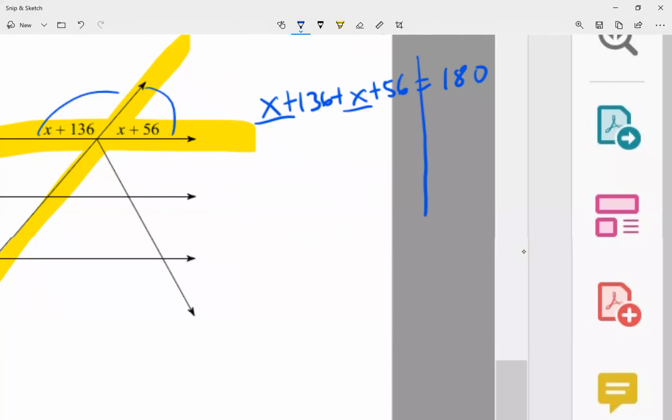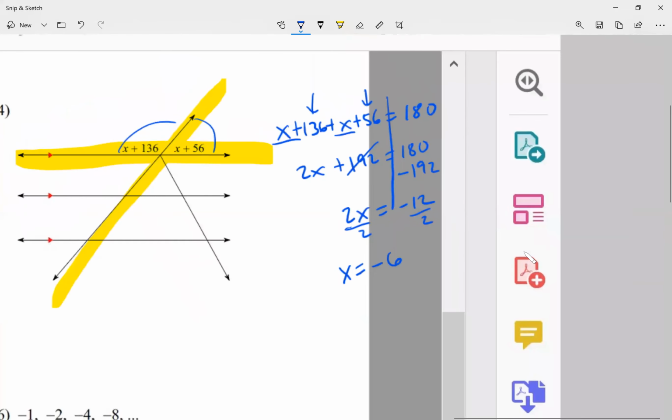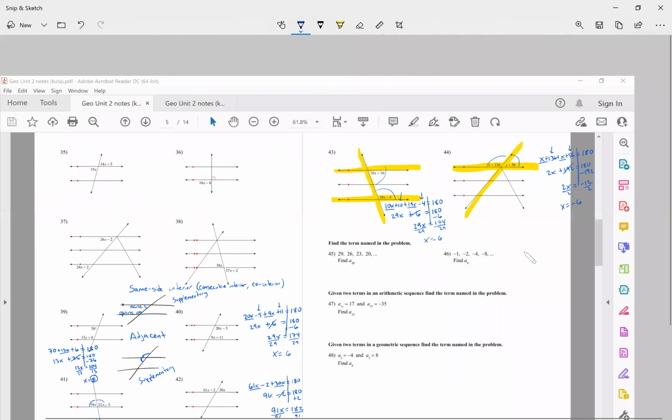When it comes to x's, I got 2x. Then I see 136 plus 56, that's 192, and all this is equal to 180. So I have 2x plus 192 equals 180. I just combined like terms. That's all I did. My plus 192, let me move it over as a minus 192. So I get 2x is equal to negative 12. Divide both sides by 2. x equals negative 6. Let me zoom out. That way you guys can see what we did.